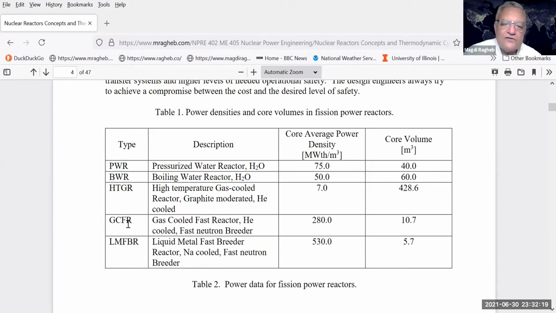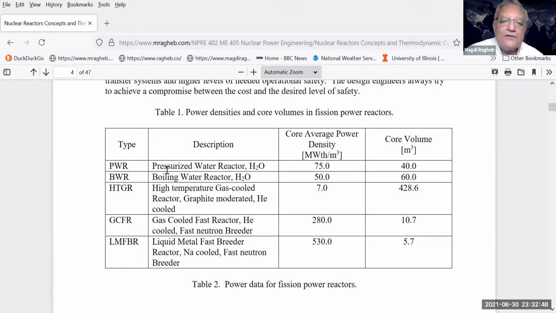If you go to the gas-cooled fast reactor, you find that your core power density increases dramatically. So the volume of the reactor would be lower than existing power plants. And again, with the liquid metal fast breeder, you get the highest core average power density, 530 megawatt per cubic meter. If you want to get an idea about the megawatt per cubic meter, the units are the same as watt per centimeter cube.